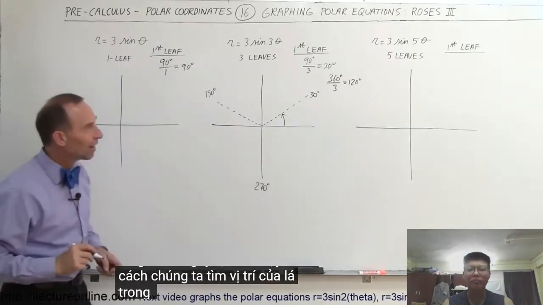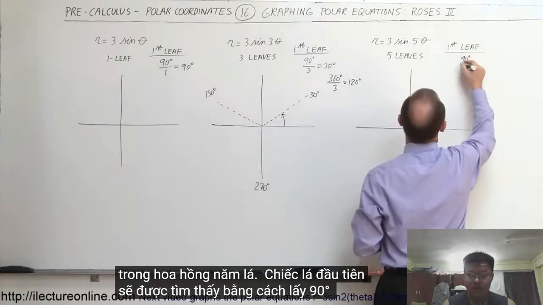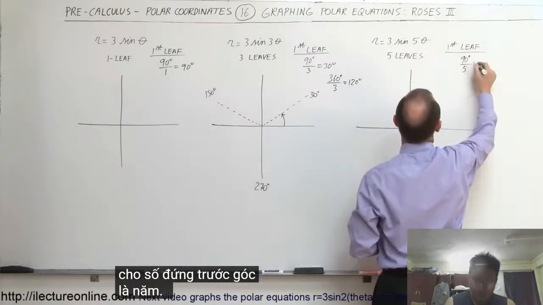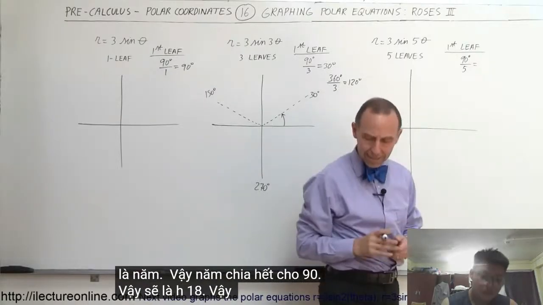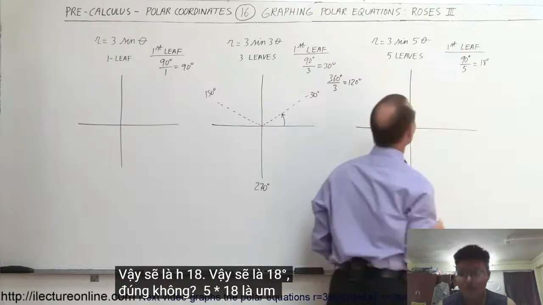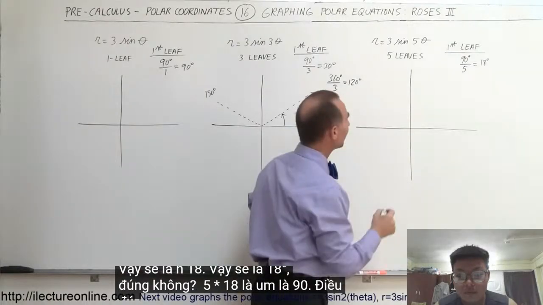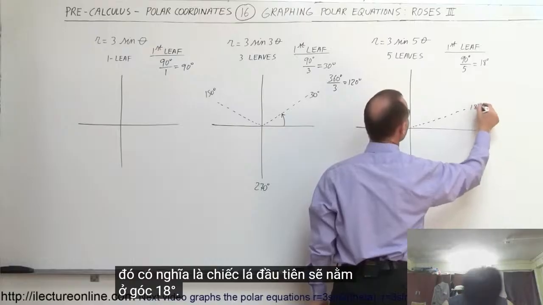In the 5-leaf rose, the first leaf is going to be found by taking 90 degrees divided by the number in front of the angle, which is 5. So 5 goes into 90 how many times? That would be 18 degrees, wouldn't it? 5 times 18 is 90. So that means the first leaf would be found at an angle of 18 degrees.